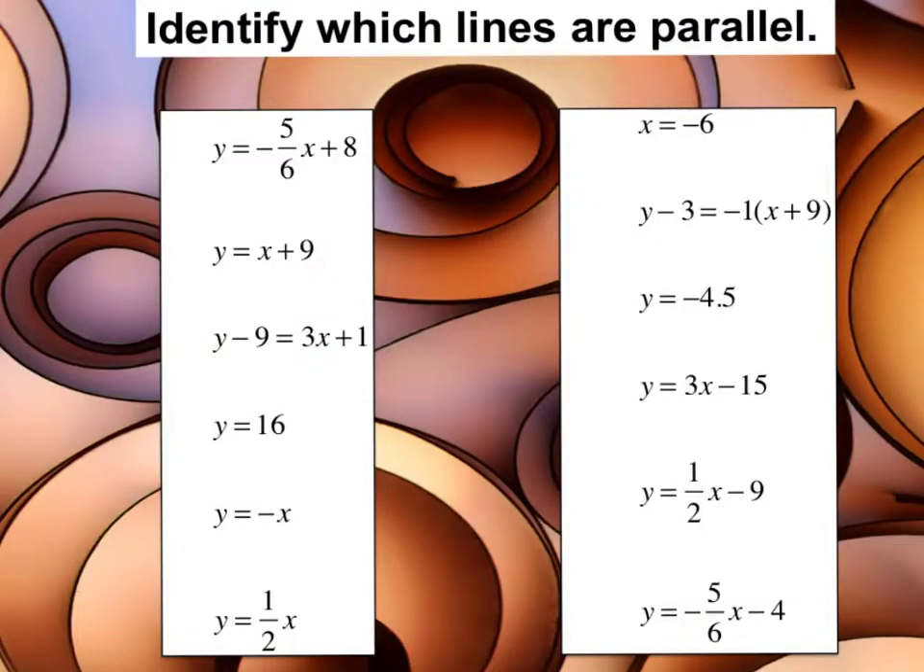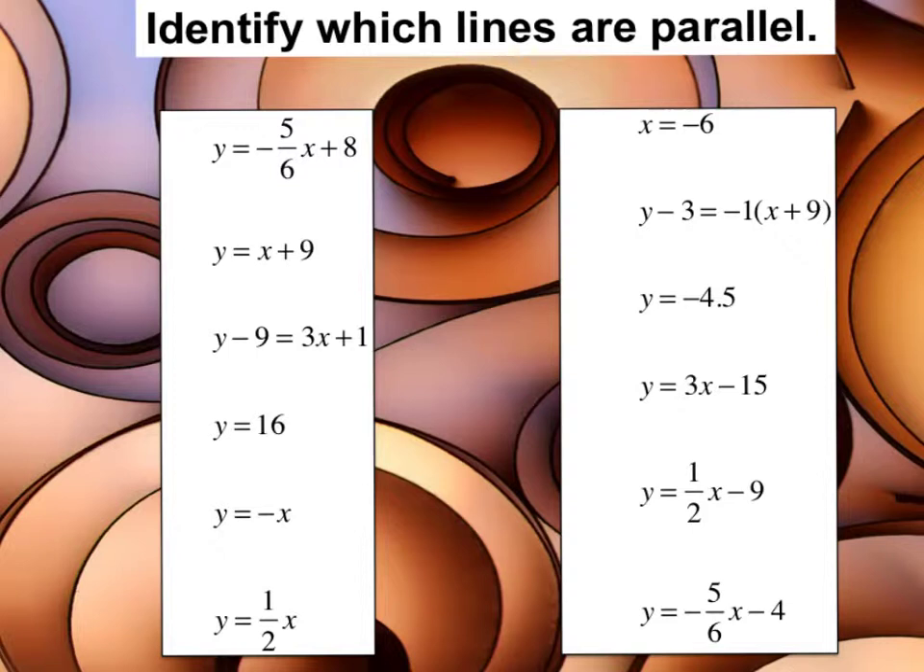Identify which lines are parallel. We have two columns of equations, and we're going to go ahead and match them and see which ones are parallel to each other. Remember, parallel lines have the same slope, and these lines are in slope-intercept form and point-slope form, which you've had experience working with both now.